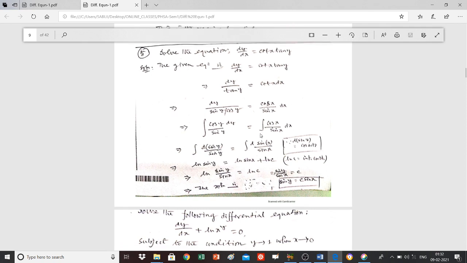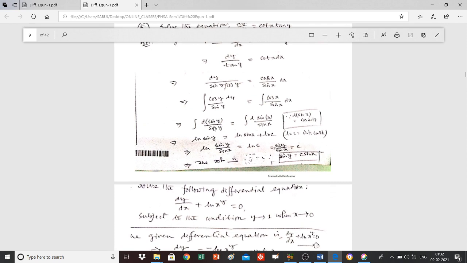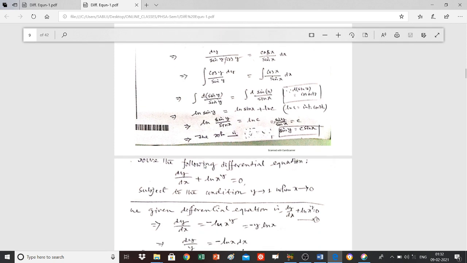Now integrate both sides. You know that the differentiation of sin y gives you cos y. So you can write this term as d of sin y by sin y, and similarly this as d of sin x by sin x. And you know that this is the form dx by x. Integrating this, you can write log sin y is equal to log sin x plus log c, where c is a constant, and from this you can finally obtain sin y is equal to c sin x. So this is the solution.